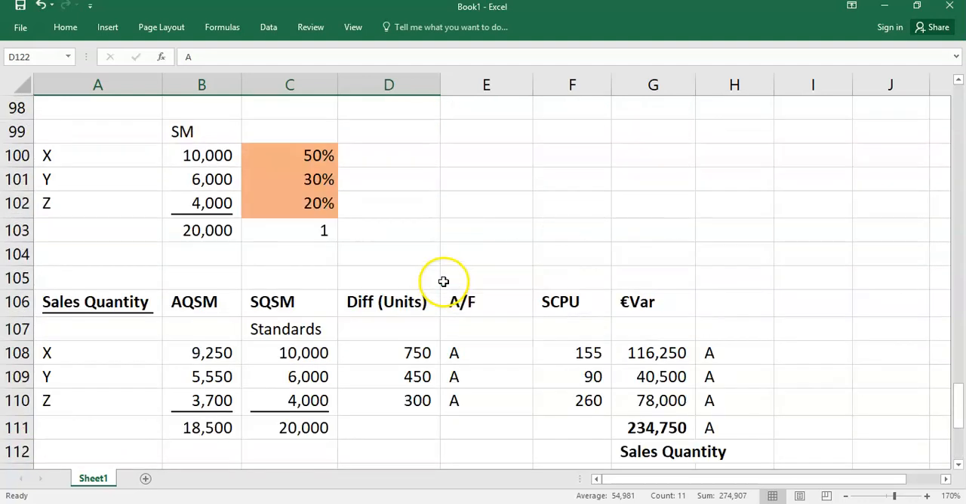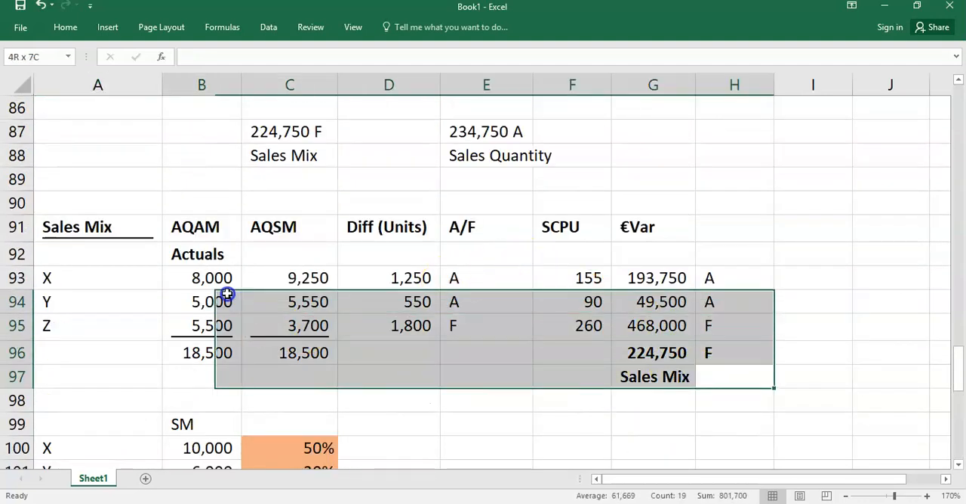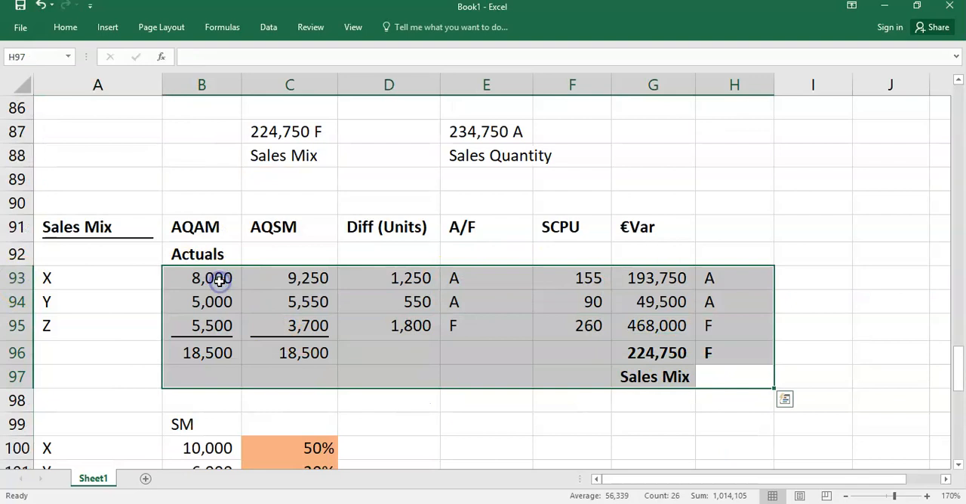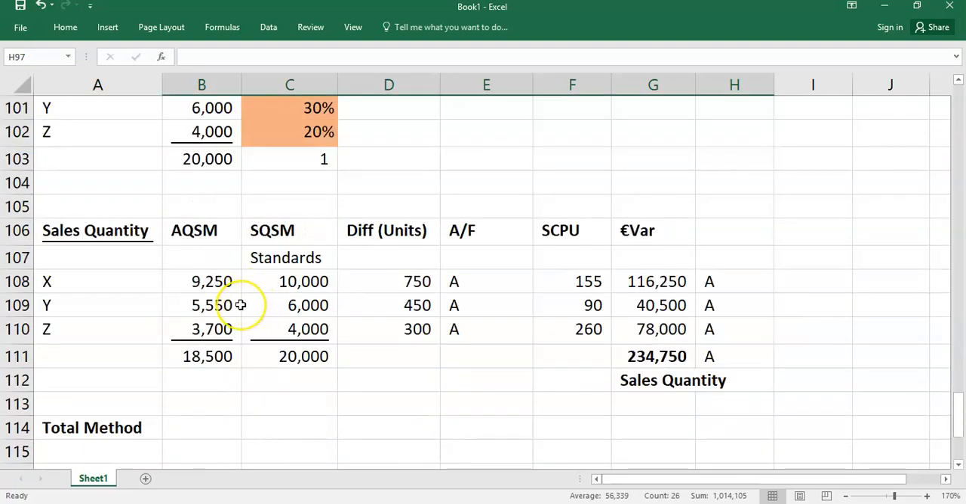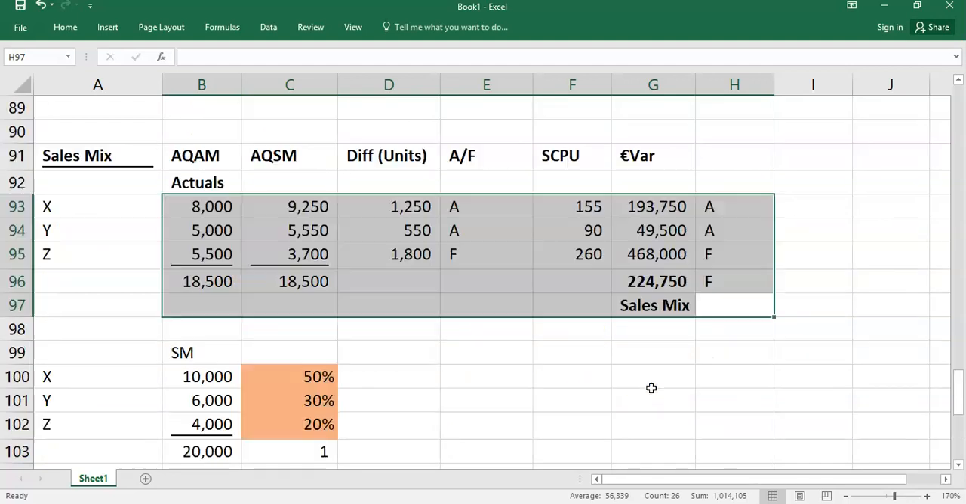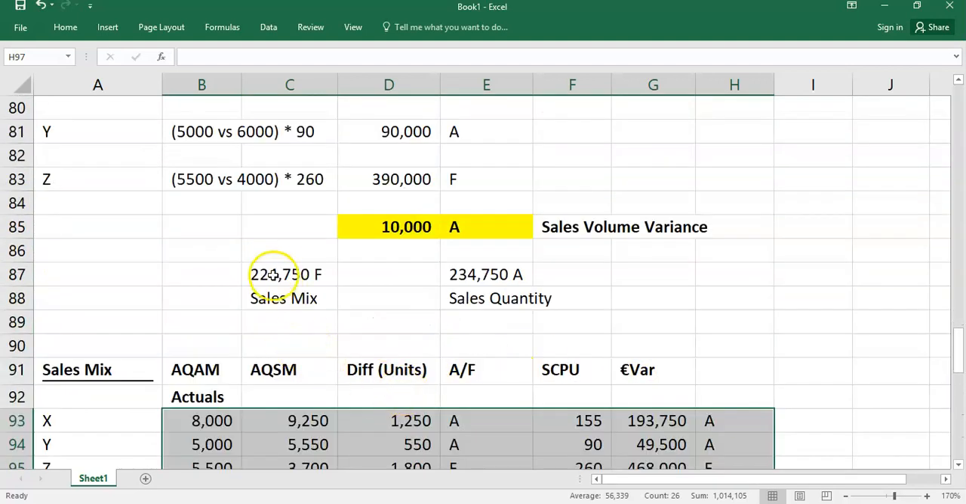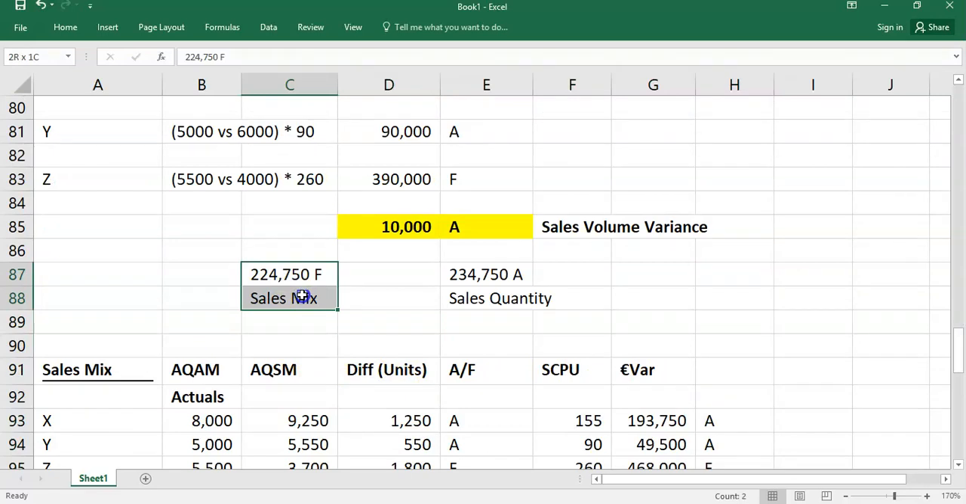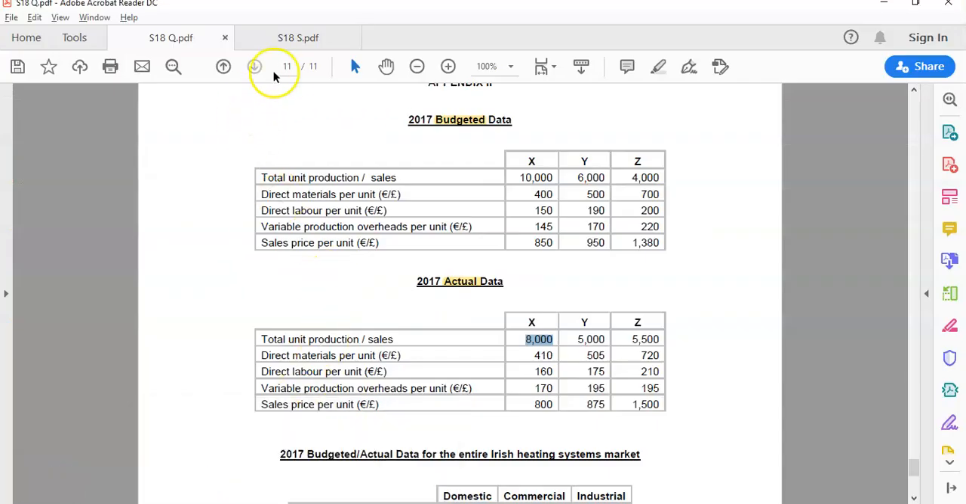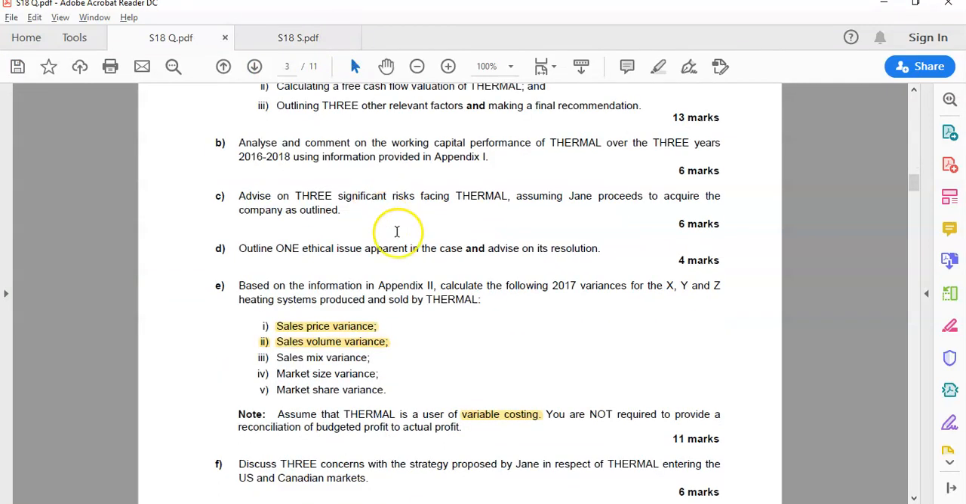So what you're saying here is you've had a positive mix, you've sold a lot more of Z, but overall your quantity is down. You've sold 1,500 units less than expected, which is a drag on the quantity. So it essentially eliminates or cancels out any benefit you got from the sales mix because you're selling less quantity of units overall. So that's the first part, looking at sales price, sales volume, sales mix, and sales quantity.